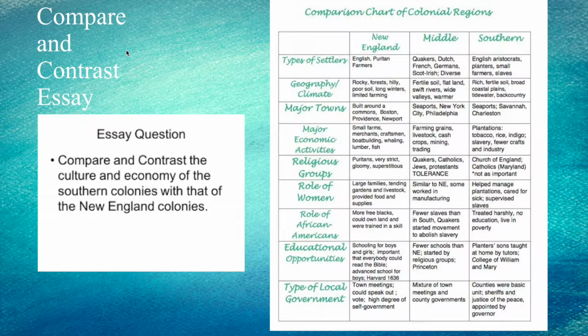It must also attempt to make an argument of whether, ultimately, whatever is being compared is more similar or more different. So for instance, this particular essay, compare and contrast the culture and economy of the Southern colonies with that of the New England colonies, shouldn't just be a this is different and that is different and this is similar and that is similar. It should really get into the heart of why those similarities and differences are that way to begin with. Why is New England the way it is, and why are the Southern colonies the way they are?